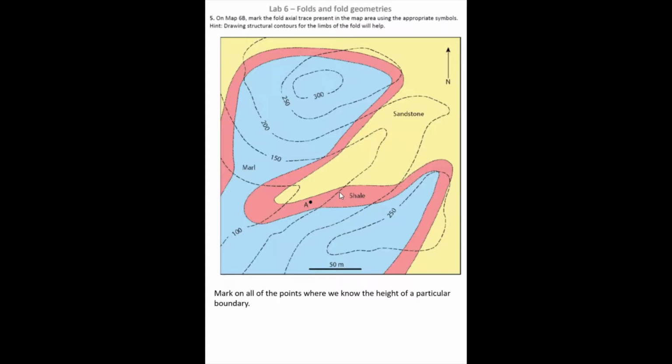To figure out the orientation of that fold, we can draw structural contours. So why don't we find a surface where we can find the height in multiple places? I quite like the look of the contact between the blue and the red, between the marl and the shale. So why don't I mark on all of the places that I know the height of that contact? Everywhere that it crosses a ground contour, I'm going to mark.